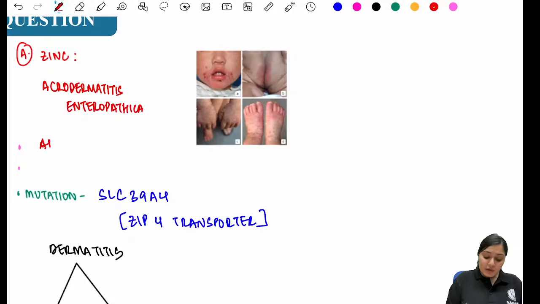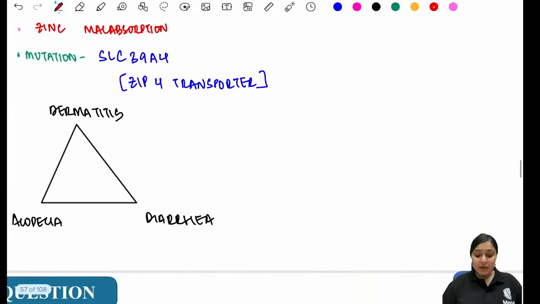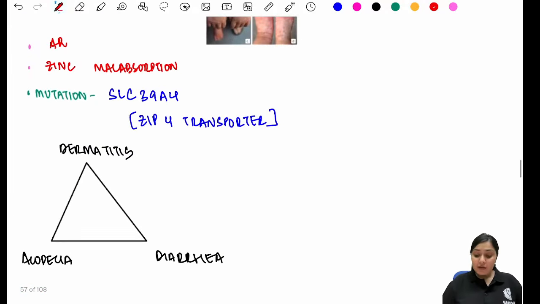So this is an autosomal recessive condition where there is going to be malabsorption of zinc. The mutation here is in this channel, SLC39A4, that codes for this zinc transporter. Because of that, you see this typical triad where there is dermatitis, perioral and perianal rashes, alopecia and diarrhea.